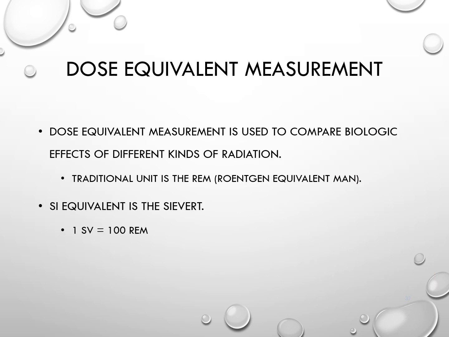The dose equivalent measurement is also going to be to compare the Roentgen equivalent in man, or the REM, with the sievert. And again, we're seeing this pretty evenly balanced. So 1 sievert is equal to 100 REM, and also 1 REM is equal to 1/100th of a sievert. And this is used to compare biologic effects of different kinds of radiation.